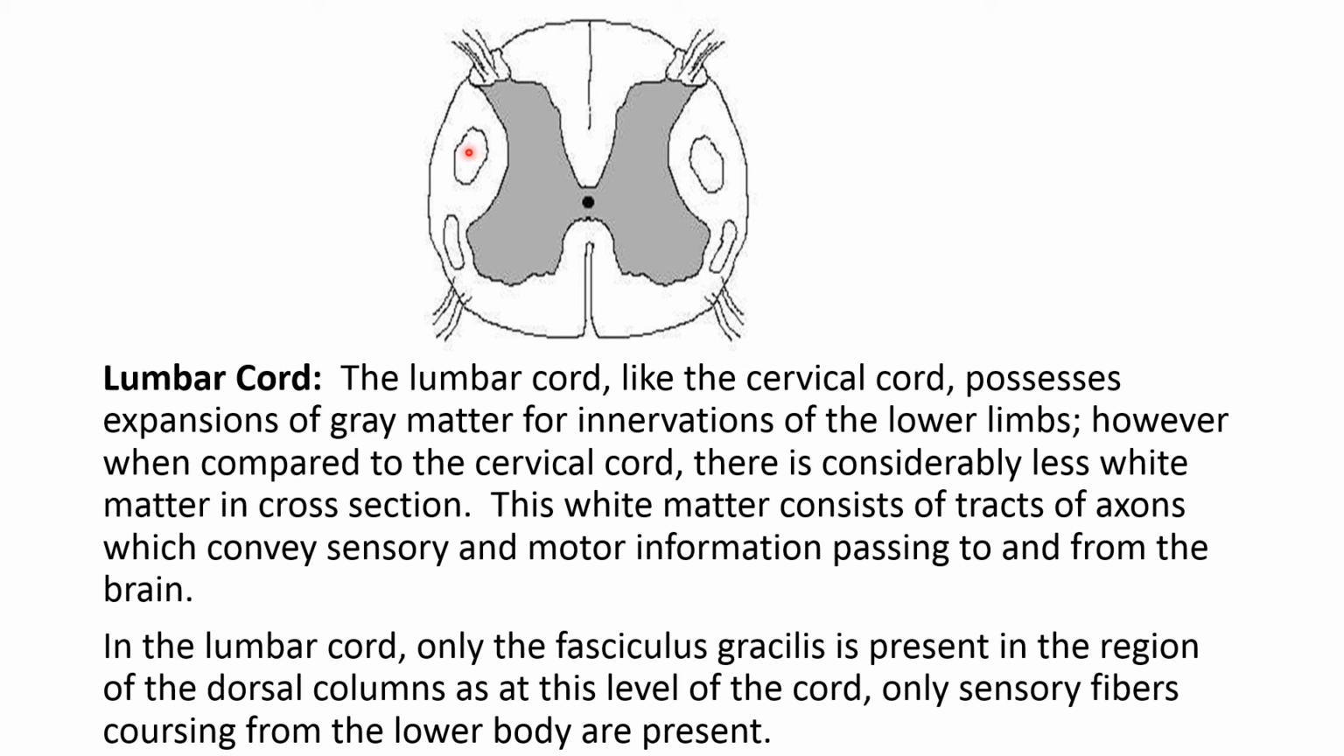We also have a much smaller corticospinal tract because the arm input has been lost, and the anterior spinothalamic tract. The lateral spinothalamic tract is also diminished. So the white matter and the gray matter is somewhat diminished, but the gray matter is significantly larger than it was at the thoracic level. We do see the fasciculus gracilis is present here.